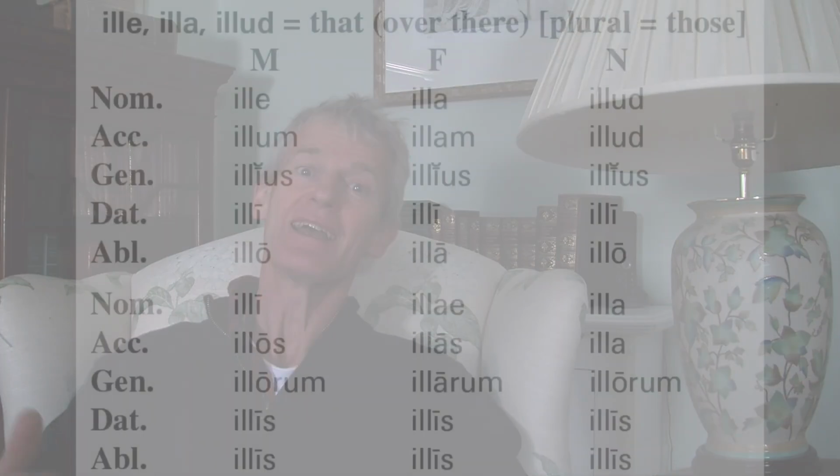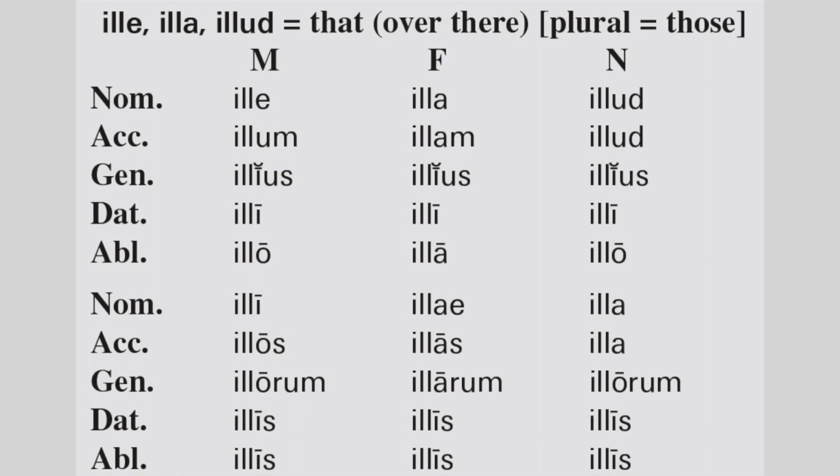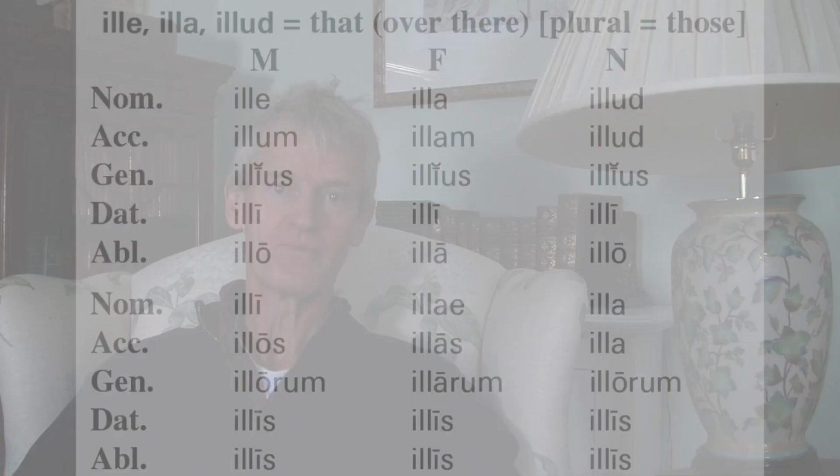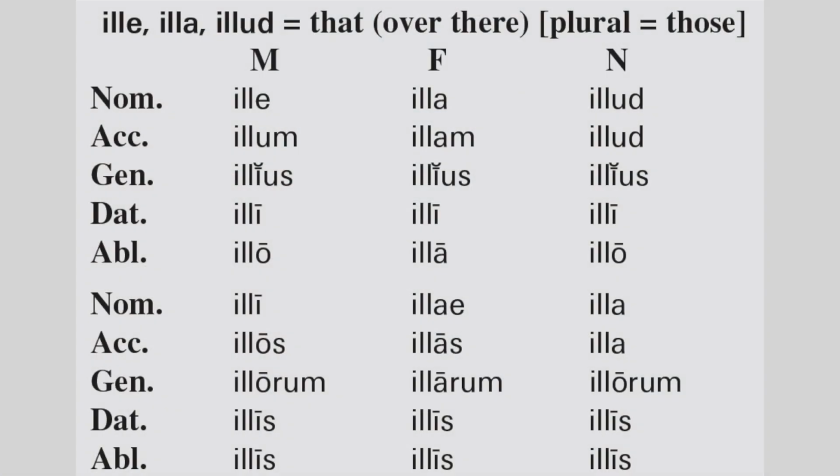So we better quickly have a little look at ille, illa, illud, and it goes ille, illa, illud, illum, illam, illud, illius, illius, illius, illi, illi, illi, illo, illa, illo. And in the plural, illi, illae, illa, illos, illas, illa, illorum, illarum, illorum, illis.